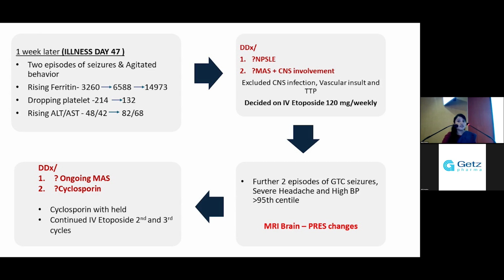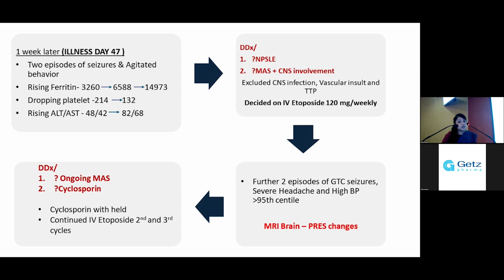At this point, the patient was having generalized tonic-clonic seizures. We thought whether this is neuropsychiatric SLE, or, as the patient has a mass in the background, whether this is the mass with CNS involvement. So keeping both these differentials, after extensive discussion with the oncology team as well, we decided to go ahead with IV etoposide 120 mg per week.